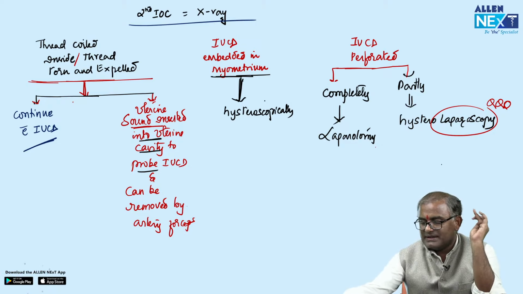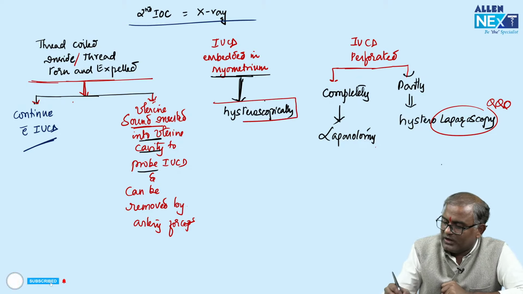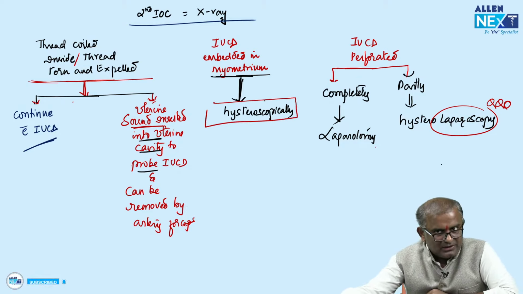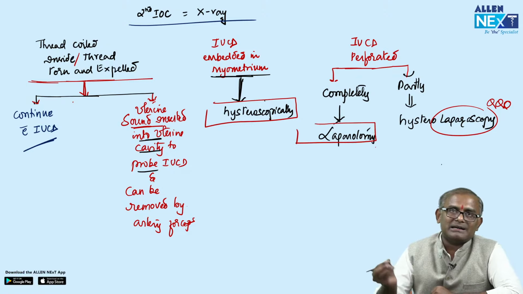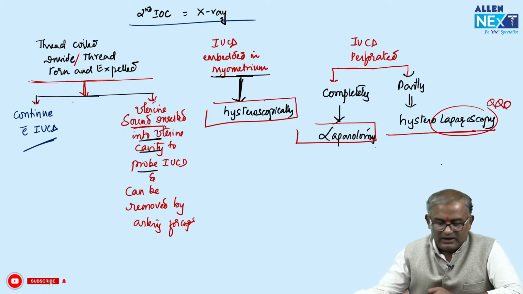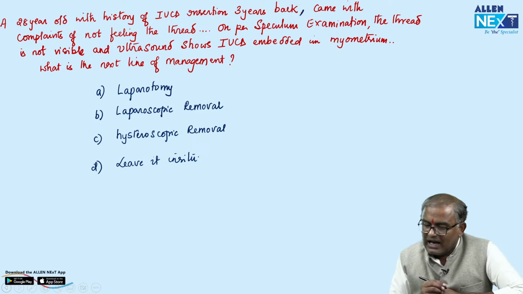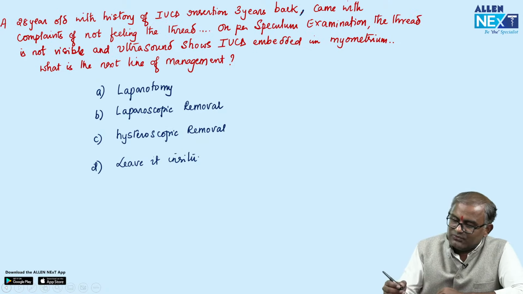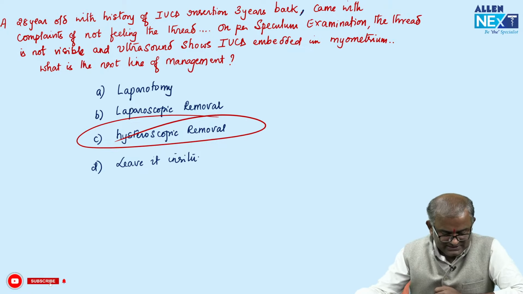Understood? Yes. So whenever the IUCD is embedded in the myometrium, definitely go for hysteroscopic removal. If the IUCD has perforated completely, go for laparotomy. If partly in the peritoneum and partly in the uterus, go for hysterolaparoscopy. What is the answer for this question? IUCD embedded in the myometrium, definitely go for what, doctor? Hysteroscopic removal.